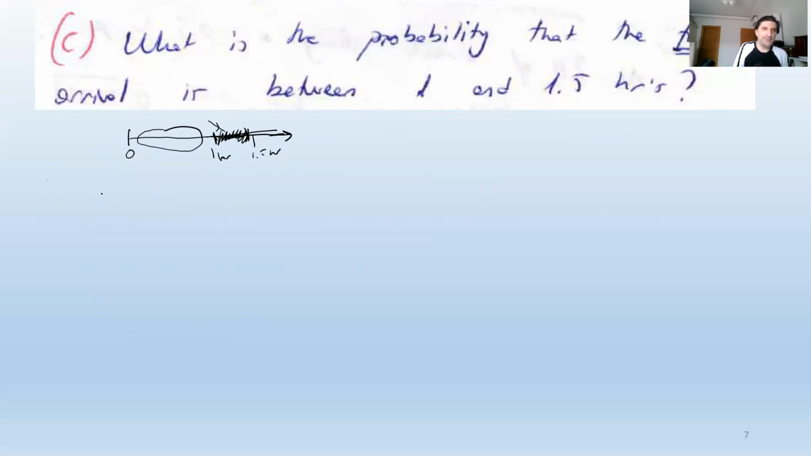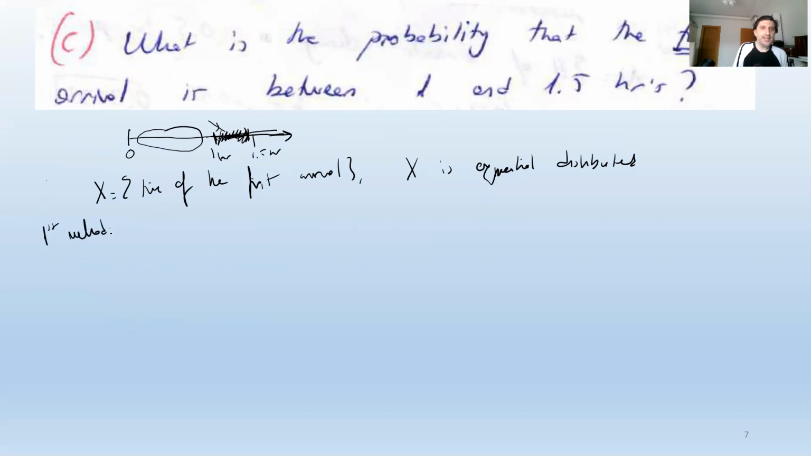But first, again, let me define the random variable. X is going to be equal to the time of the first arrival, and X is going to be exponentially distributed. Now the first method is, note that this condition satisfies the use of an integral. So we are going to be asking the question: 1 hour less than X less than 1.5 hours.